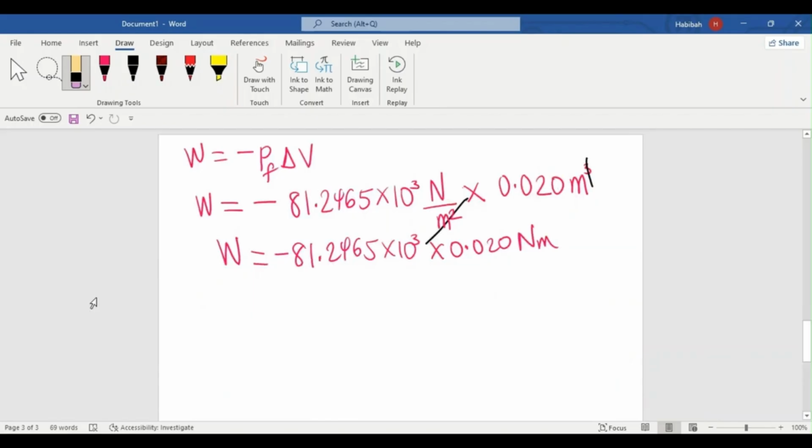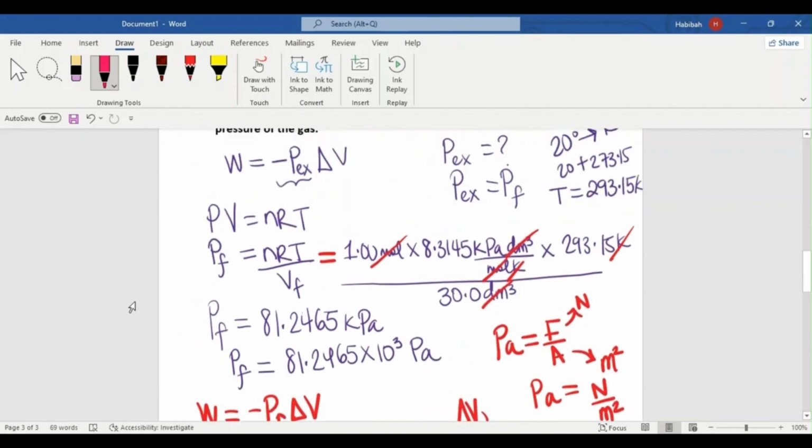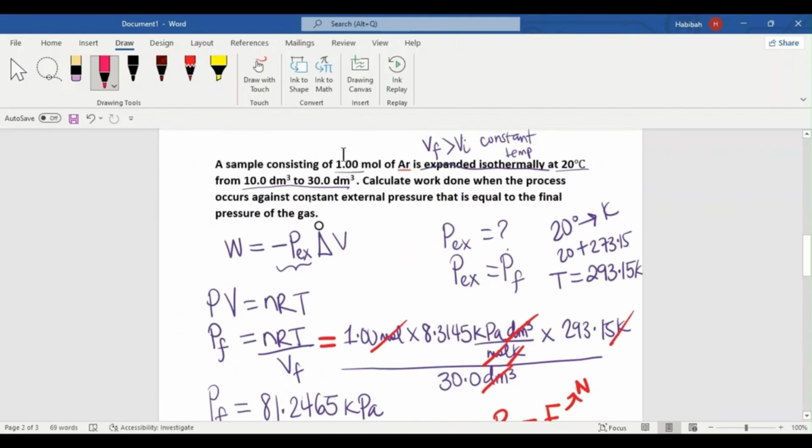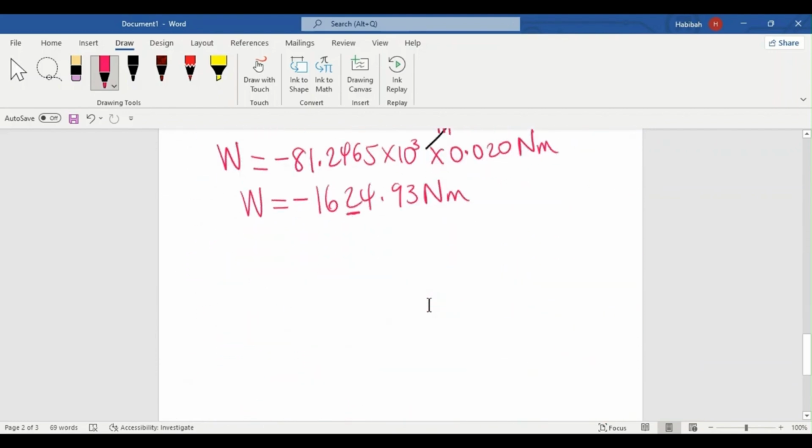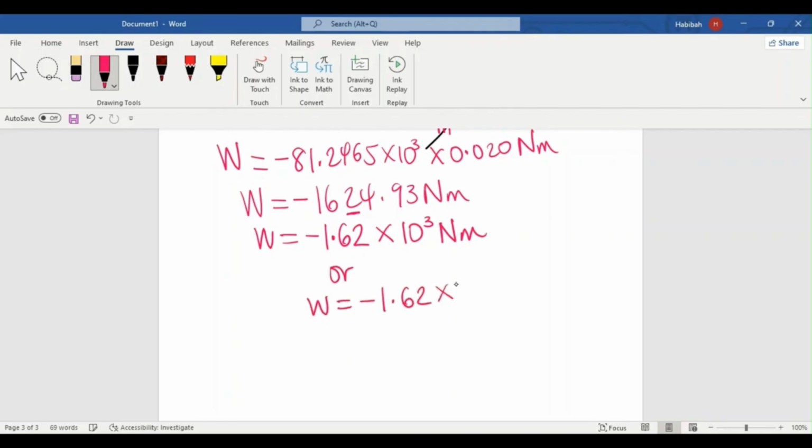So now we input this information into the calculator and we get work done equals negative 1624.93 Newton meter. So in 3 sig figs, because that's what our question is, right? Everything we're given is in 3 sig figs. So work done is just going to be negative 1.62 times 10 to the power of 3 Newton meter.